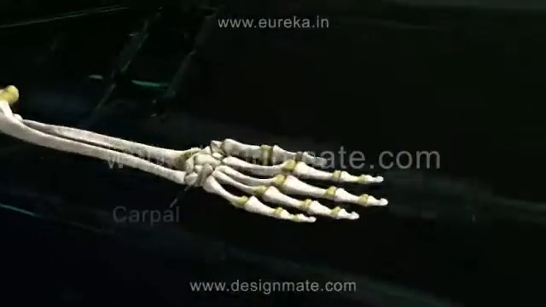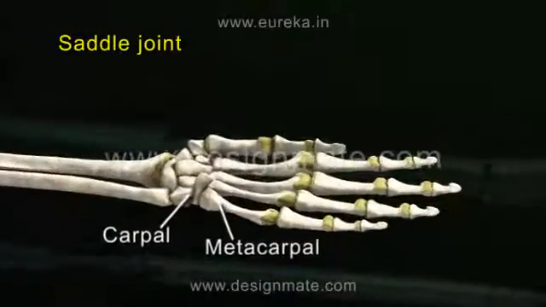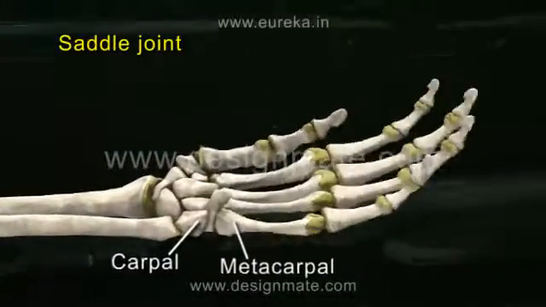A saddle joint is found between the carpals and the metacarpals. This joint helps in the back and forth movement.